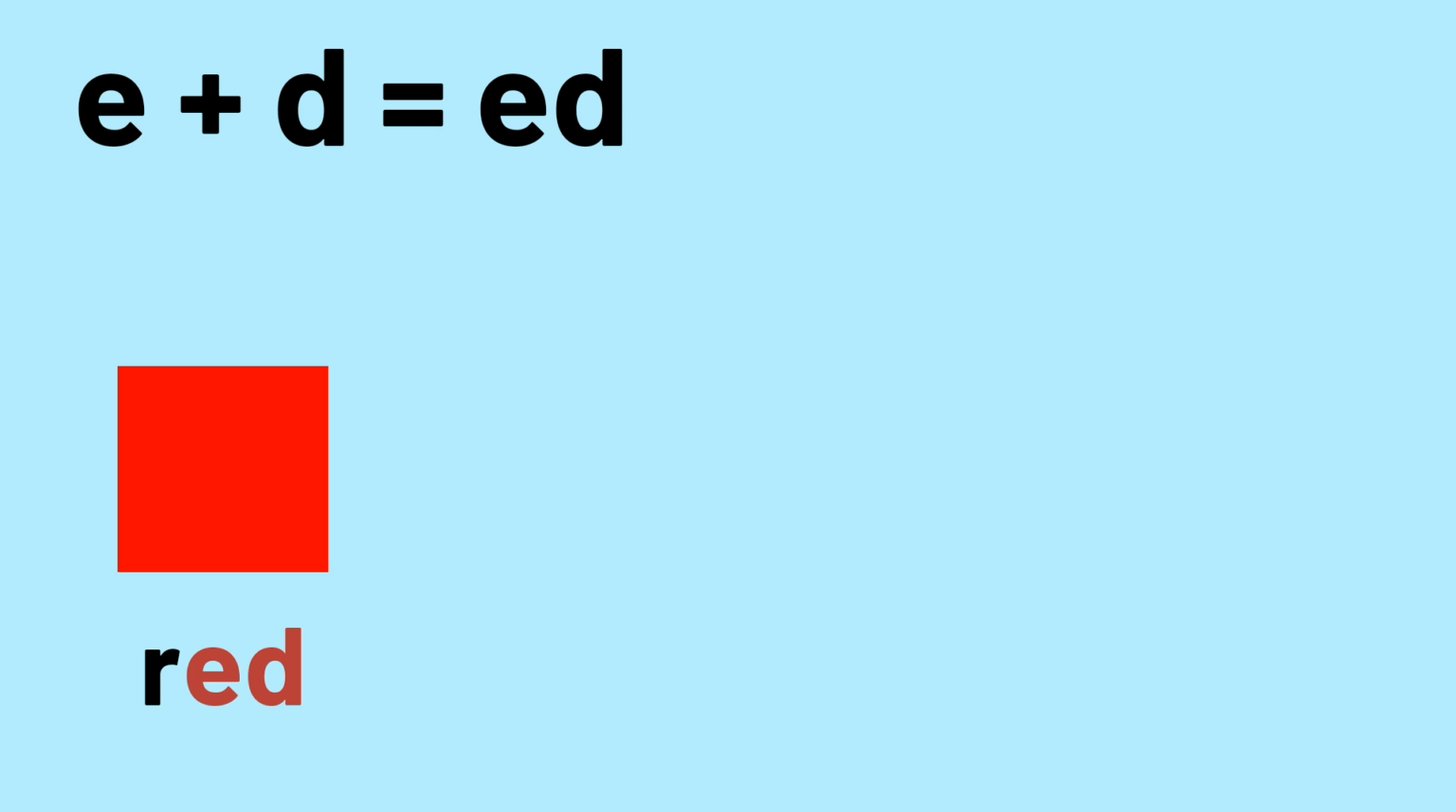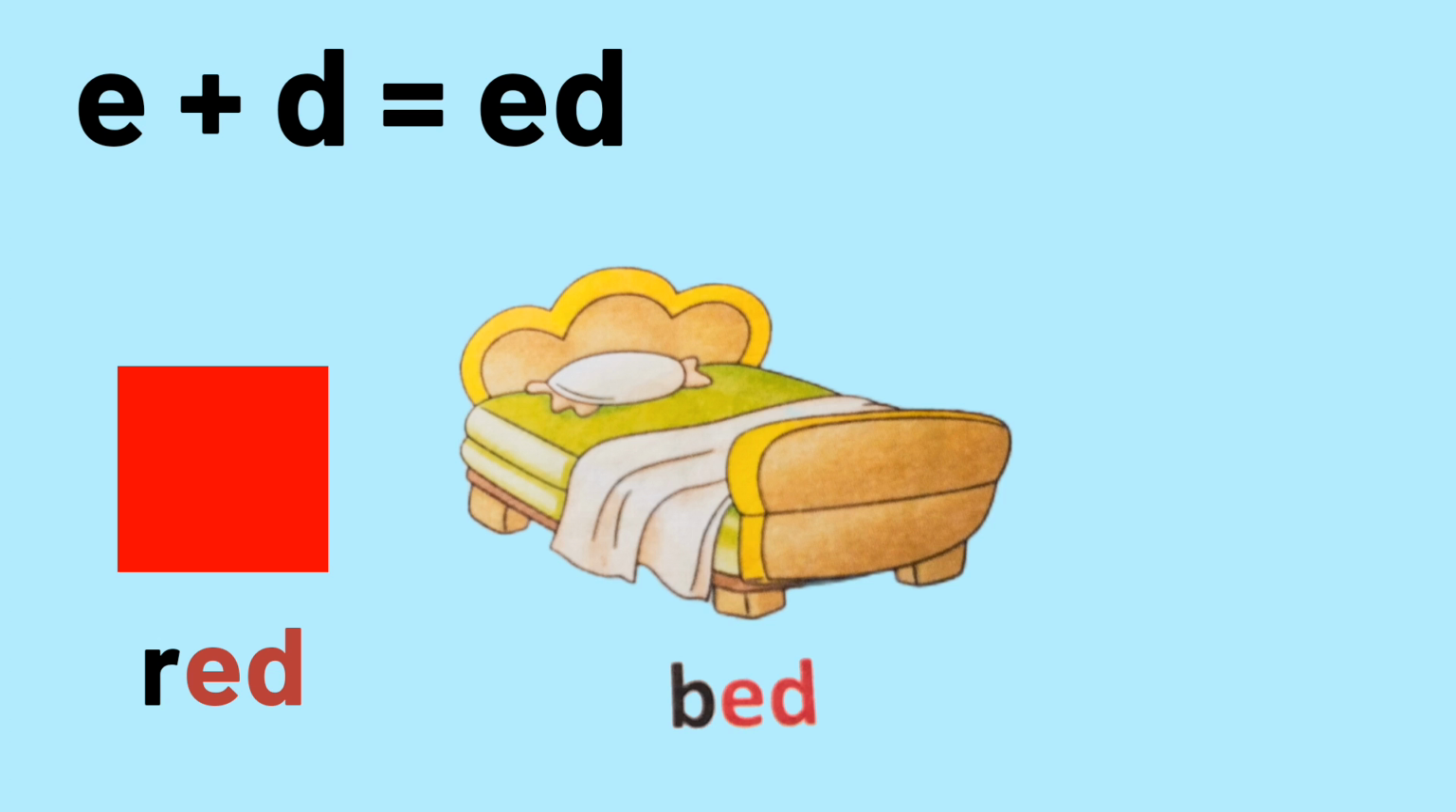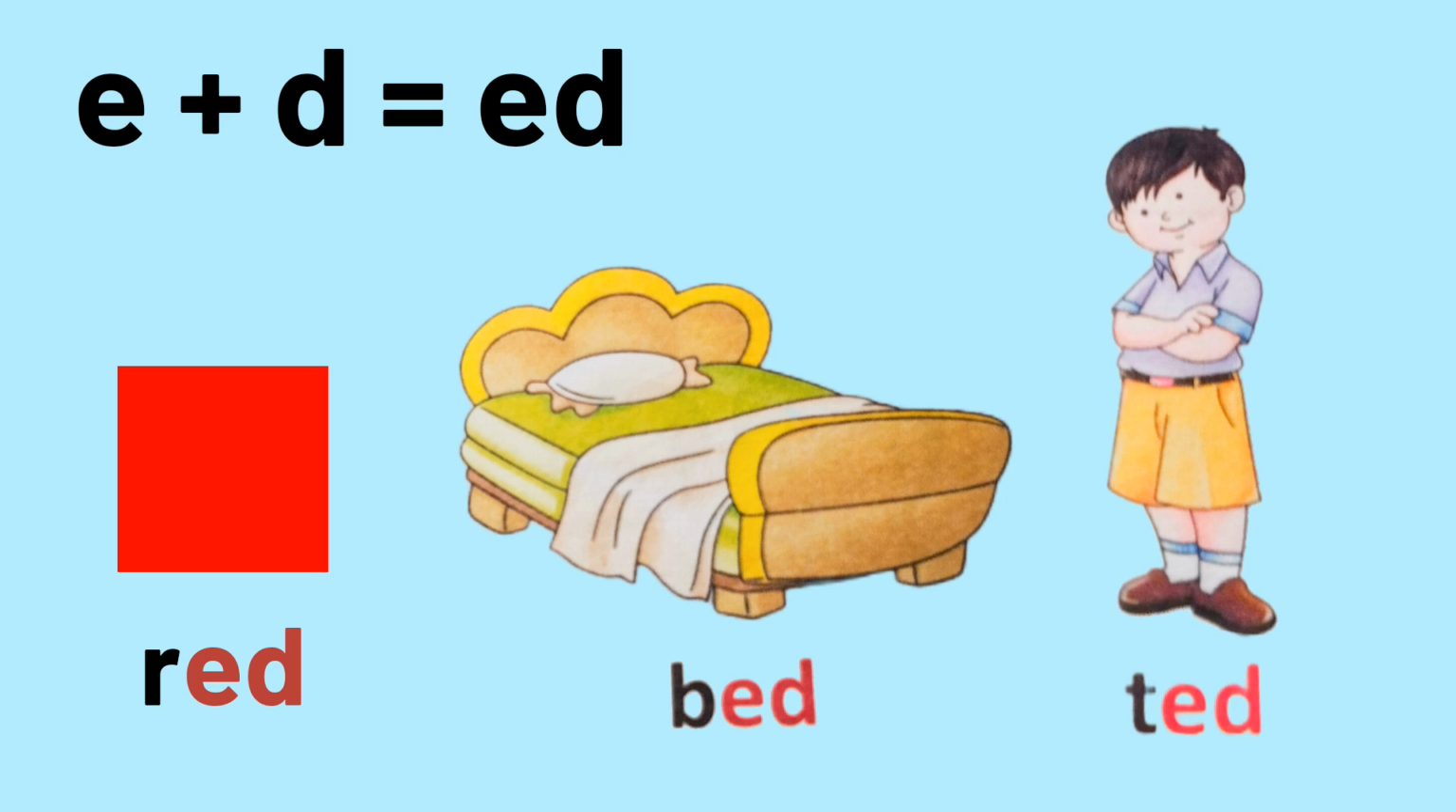In the first example, you can see that it is R-E-D. Once again, ED sounds like ed and R sounds like R. So, it is red. Now, in the second example, it is B-E-D. Once again, ED sounds like ed and B sounds like B. So, when we pronounce them together, it gives us bed.